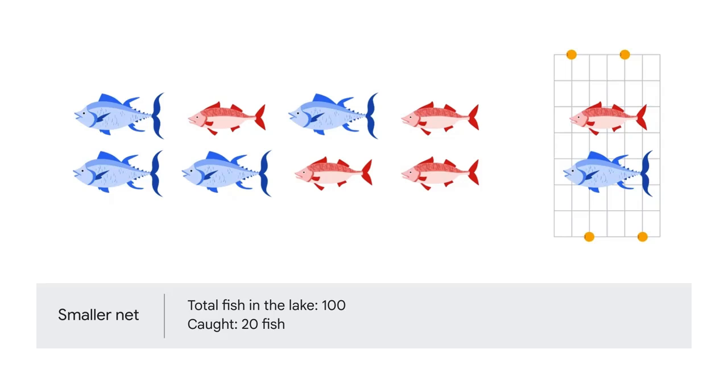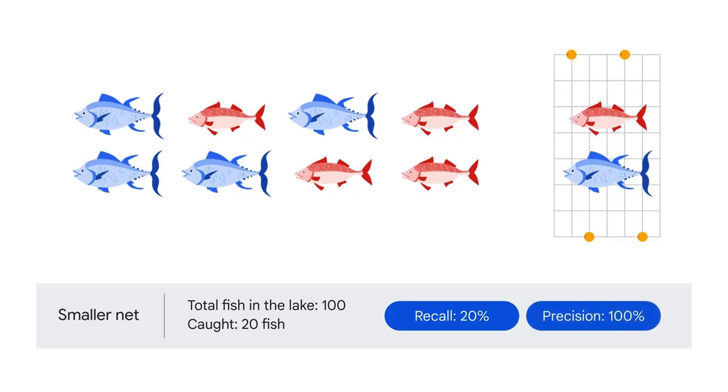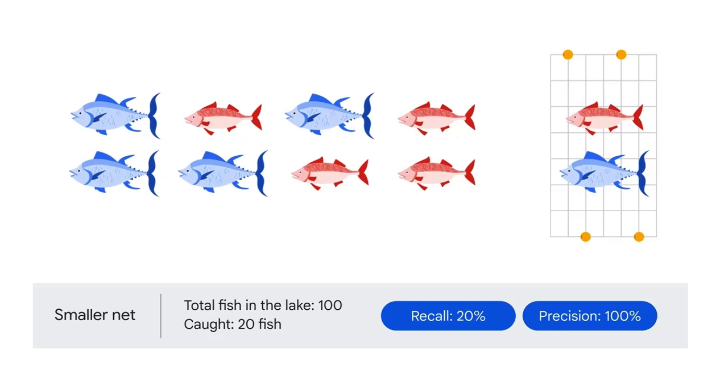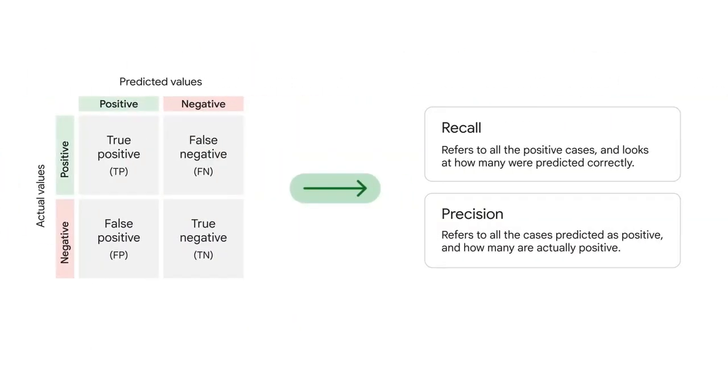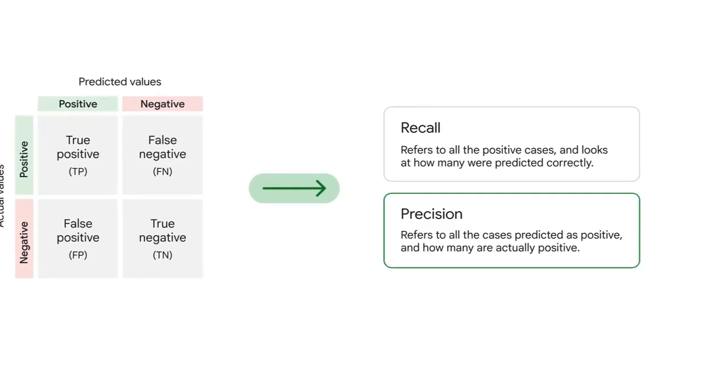Let's say you wanted to improve the precision, so you switched to a smaller net. This time you caught 20 fish and 0 rocks. The recall becomes 20%, 20 out of 100 fish collected, and the precision becomes 100%, 20 out of 20 total fish and rocks collected. Precision and recall are often a trade-off. Depending on your use case, you might need to optimize for one or the other.